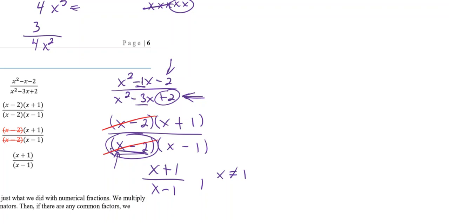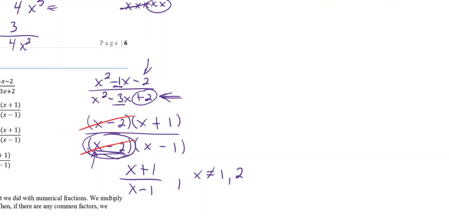That would make this section here equal to 0. And anything times 0 would just be 0, right? So if that's 0, the whole thing's 0 in the denominator. So it's also not allowed to equal 2. So it can't equal 1 or 2. Does that make sense? When you do your non-permissible values, it has to be before you cancel things.